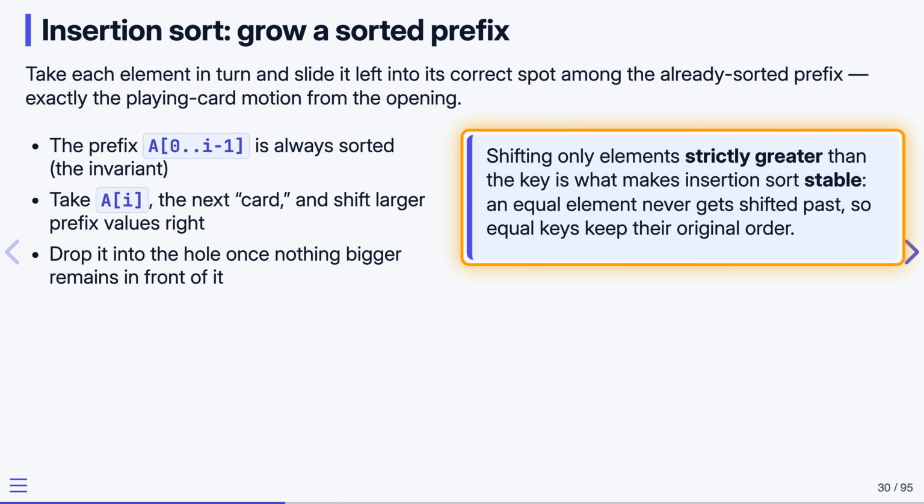We shift only elements that are strictly greater than the key. That is what makes insertion sort stable. An equal element never gets shifted past, so two equal keys keep their original order.